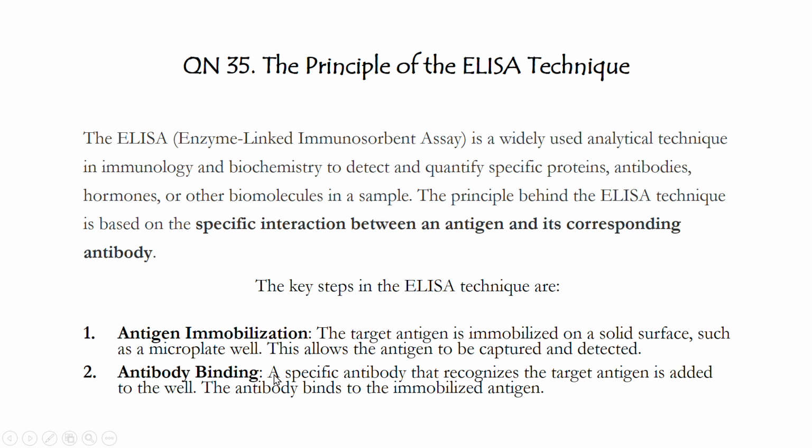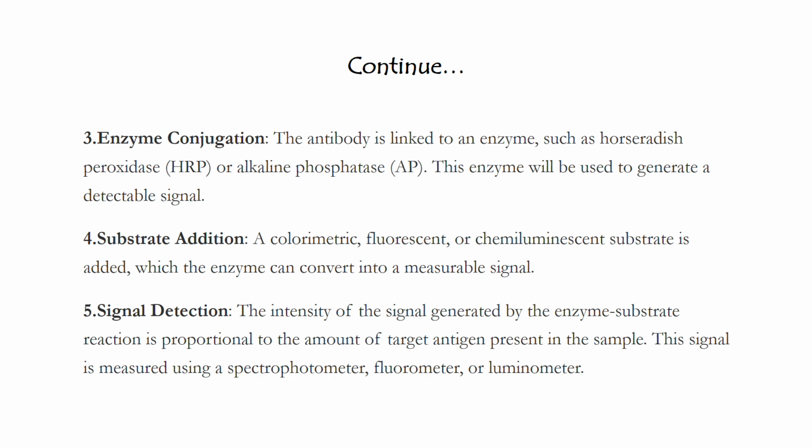The second step is antibody binding. The antibody comes and binds to those immobilized antigens. Then the third step, enzyme conjugation. Here, the antibody is linked with an enzyme such as HRP or AP, and this will generate a detectable signal. Then a substrate is added. A colorimetric or fluorescent substrate is added, which the enzyme can convert into a measurable signal.